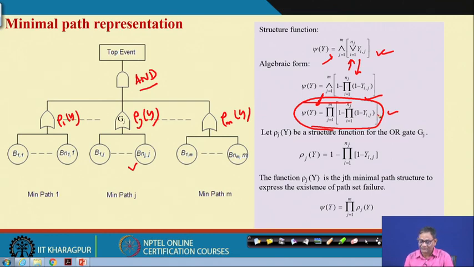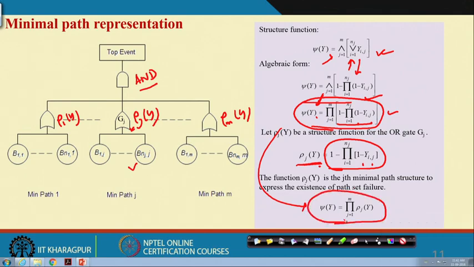So, the structure function for the jth OR gate, we can write like this: rho j y equals, because it is an OR gate, 1 minus the multiplication of all those terms, 1 minus y i j. This is written here. So, now this one minus this means this. If I put rho j y here, this function will be like this.